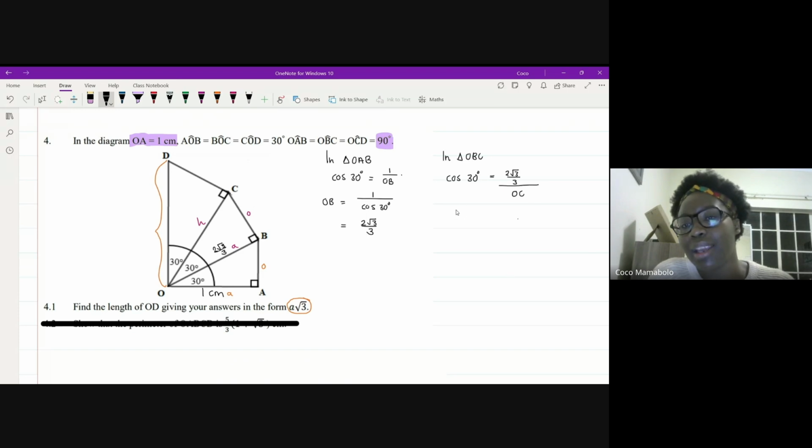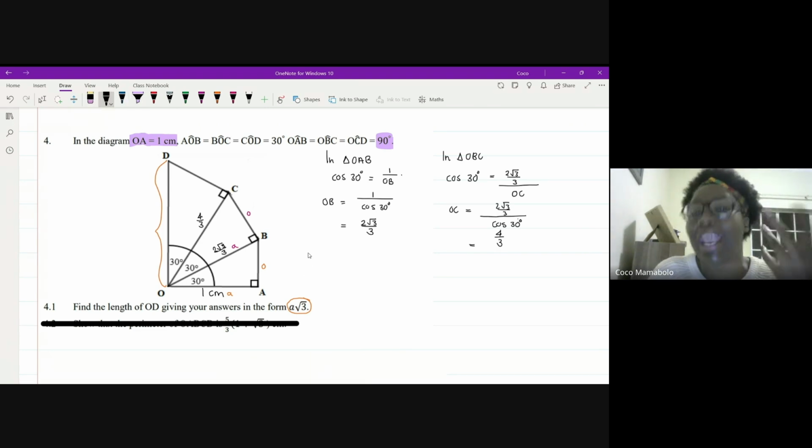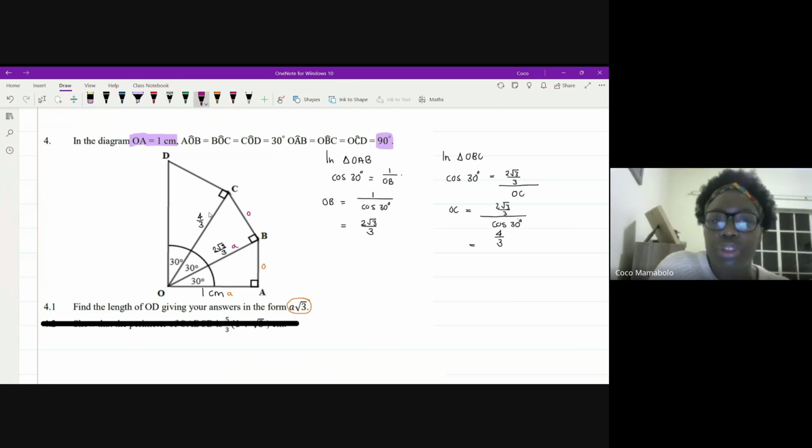Now, if I cross multiply, I'm going to get that OC is equal to 2 root 3 over 3, all of that over cosine of 30 degrees, right? If you punch that into your calculator correctly, there is a chance you might make a mistake. You're going to get 4 over 3, right? So now we know that this side over here is 4 over 3. And that brings us even closer to the triangle that we actually want, because that's then going to give us OD. So we're then going to label in terms of this triangle. This 4 over 3 is my adjacent side, CD is my opposite, and OD is my hypotenuse. And lo and behold, we're going to use cos again.